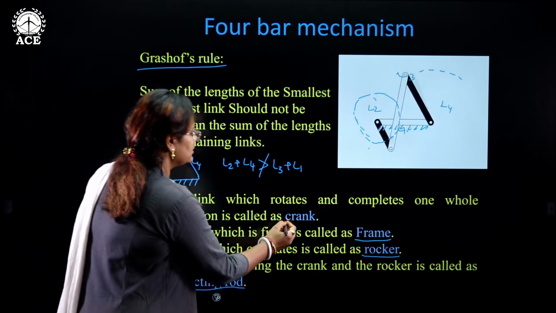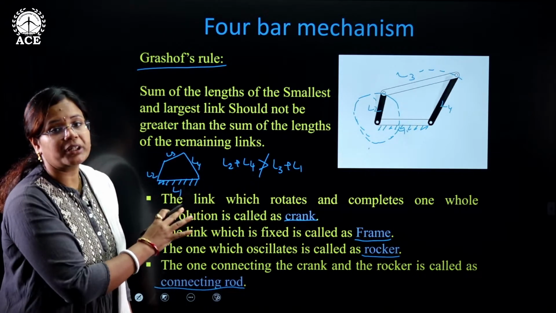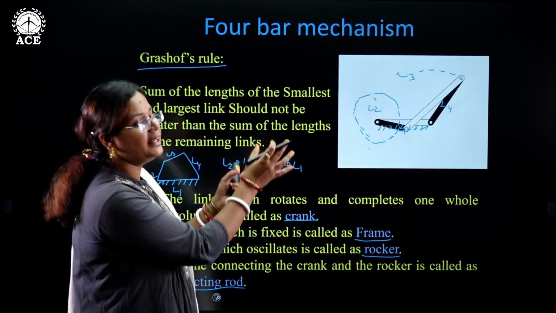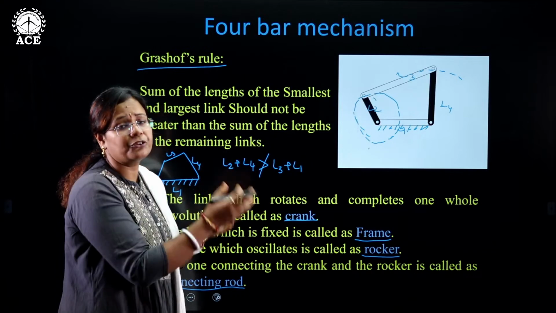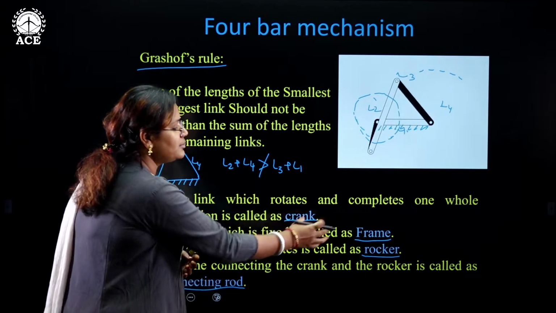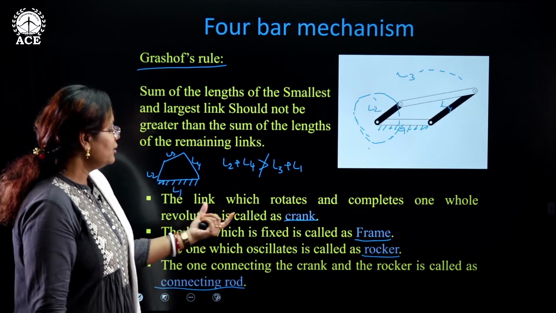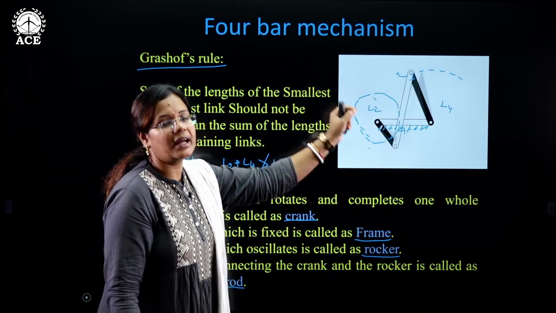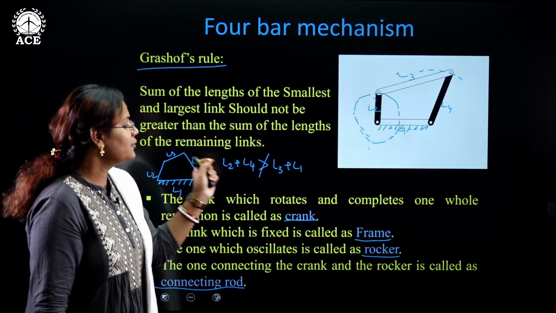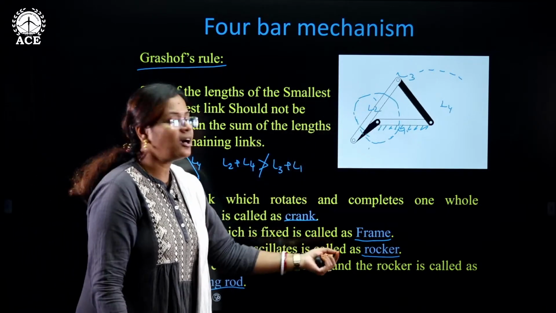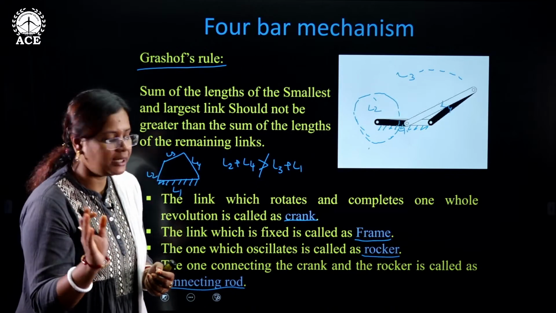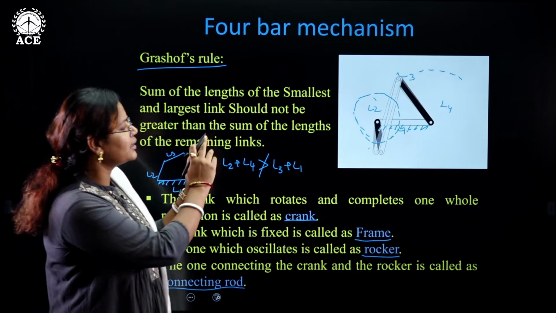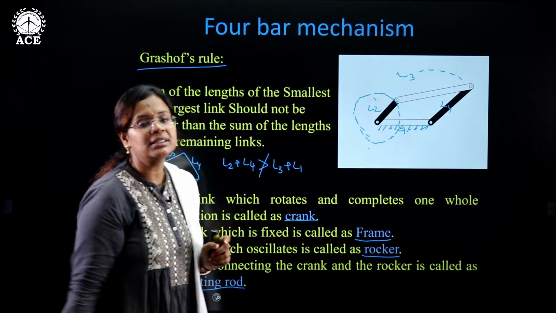Okay, so there are four. These are very important. You must remember this, because when we solve problems, they will not give any link, but they will specify a crank, frame, etc. So these terms are very, very important. The crank is nothing but, again let us repeat, the crank is the one which is rotating and completing one whole revolution. The frame is the fixed link. The rocker is the one which is oscillating only, and the intermediate link which is connecting the crank and the rocker is known as connecting rod.